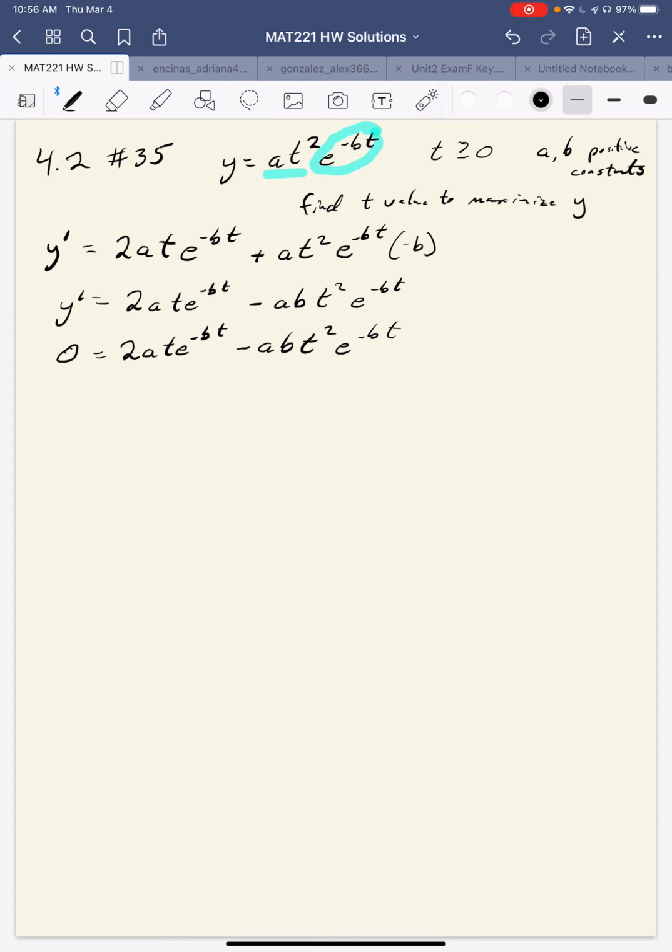And that is hard to do unless I find something that I can factor out so that I have two terms being multiplied together, because then I can use the fact that any number multiplied by 0 is 0. So I'm going to do that. I'm going to factor out the e to the negative bt. And that leaves me 2at in my first term minus abt squared.